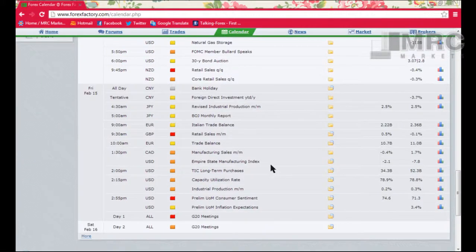And on Friday, we have UK retail sales forecasted at 0.5%, so we expect a much better number there from the previous minus 0.1%. And to round off the week, we have preliminary University of Michigan consumer sentiment forecasted at a better number, 74.6 from the previous 71.3. And of course, Friday is the first day of the G20 meeting, so keep an eye out there to see if there's any news out on the wires around those meetings, because you really could see a big move in the markets, especially if they're talking about the euro.